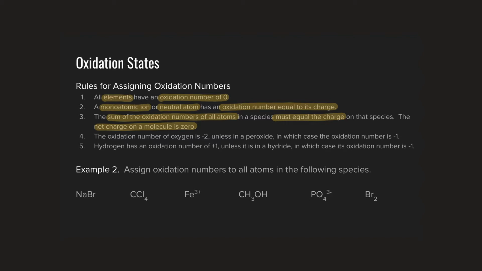So for example, the carbonate ion, CO3 2-, the sum of the oxidation numbers of all the atoms present there must equal -2, that is equal to the charge on the carbonate ion.